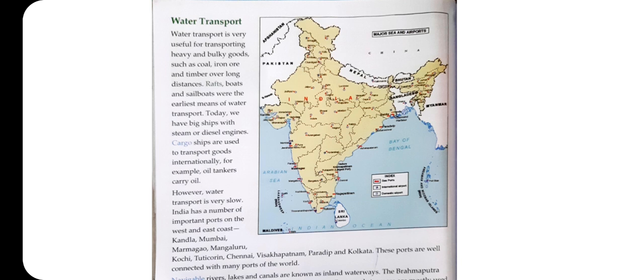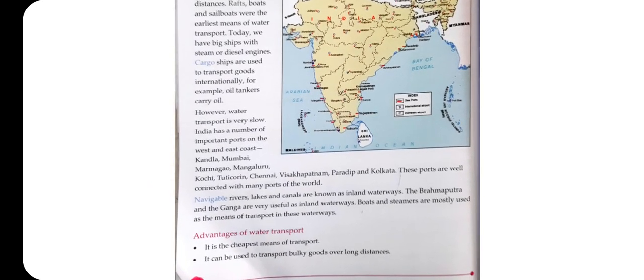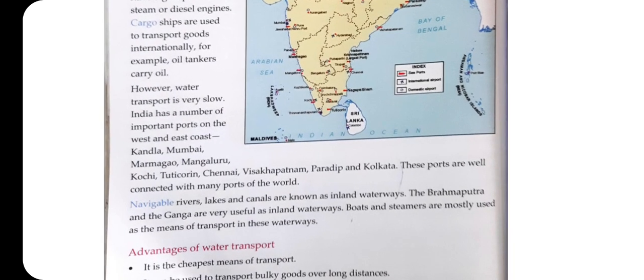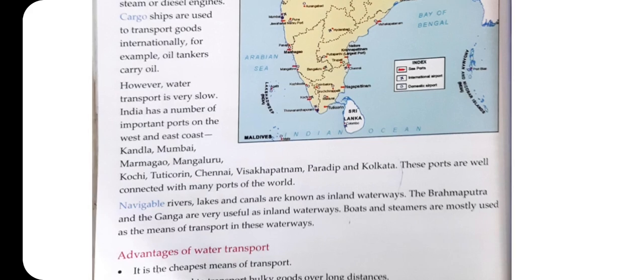However, water transport is very slow. India has a number of important ports on the west and east coast. In social science, we have talked about the eastern and western coastal plains. So, these are the coasts where water transport is done. India has a number of important ports on the west and east coast: Kandla, Mumbai, Marmagao, Mangaluru, Kochi, Tuticorin, Chennai, Vishakhapatnam, Paradip, and Kolkata. These ports are well connected with many ports of the world.